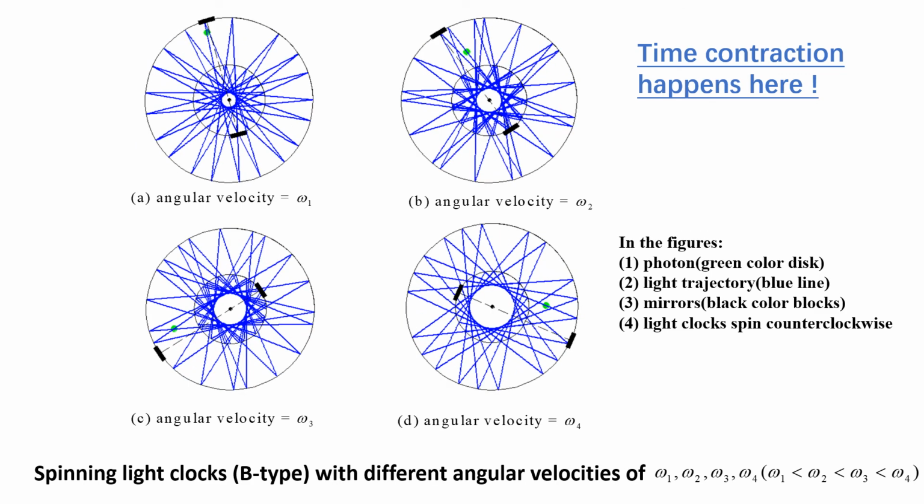In this slide, it shows the spinning light clock of B-type with 4 different angular velocities, omega 1, omega 2, omega 3, and omega 4. And we see here that the two mirrors, one mirror here and the other mirror here, move along two different circular trajectories. One mirror moves along this circular trajectory, and the other mirror moves along the other circular trajectory.